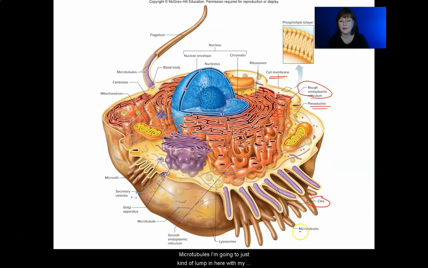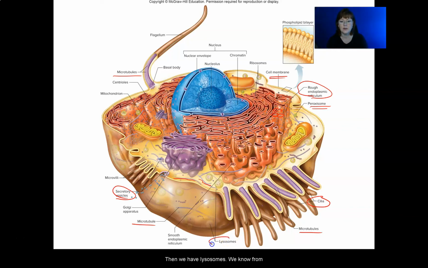Microtubules, I'm going to just lump in here with my cytoskeleton. So there's some microtubules there and there. And we also have some in our flagellum over here. These different microtubules and microfilaments are all going to provide a framework for the cell, similar to how your skeleton provides a framework for your body. And in fact, vesicles actually move along these filaments or tubules, kind of like roads or train tracks within the cell. And they actually walk their way along those tubules.